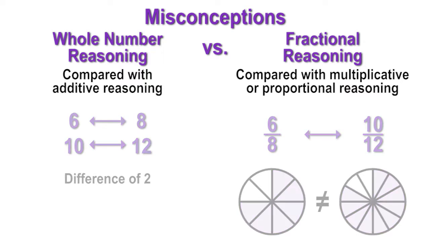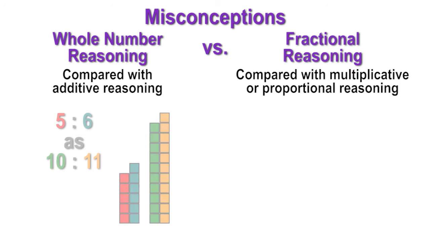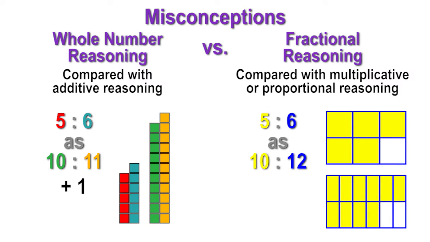For example, additive reasoning states that 5 is to 6 as 10 is to 11. 1 is added to the first number to get the second number. Multiplicative reasoning states that 5 is to 6 as 10 is to 12. Multiply both 5 and 6 by the same factor of 2. Multiplicative reasoning began earlier this year when students began learning about multiplicative comparisons.